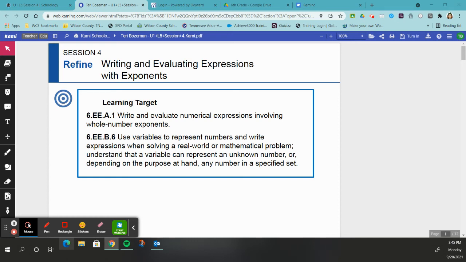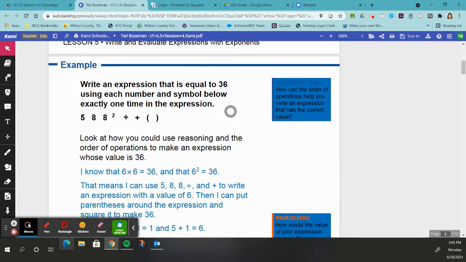If you will make your way to Schoology and to this week's folder and then to today's folder, you will see an assignment for lesson 5, session 4. So we're continuing with the same type of work that we did yesterday. You're going to write and evaluate numerical expressions involving whole number exponents, and then you're also going to use variables to represent numbers and write expressions when you've got real world problems or mathematical problems.